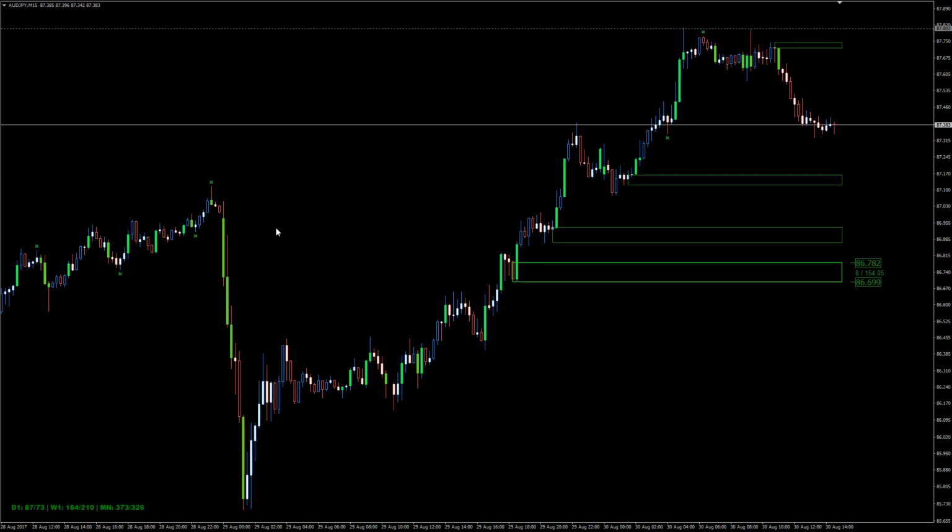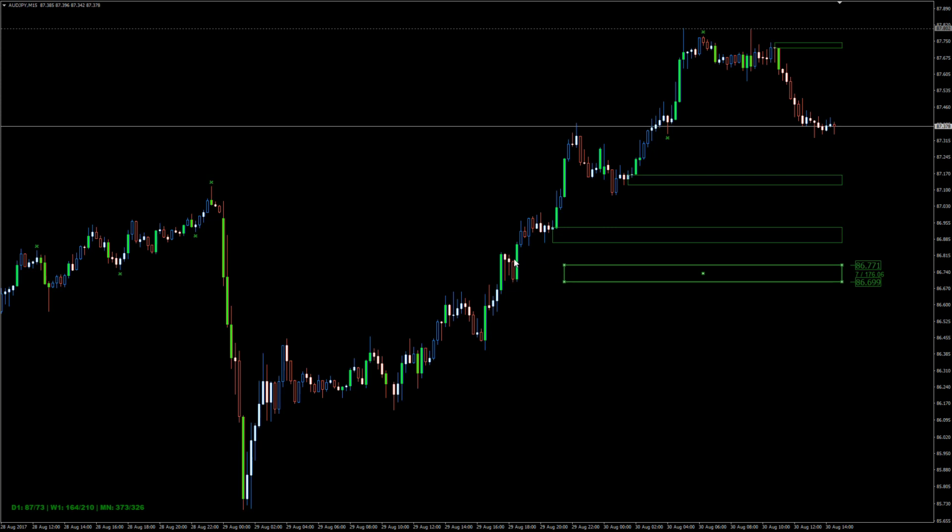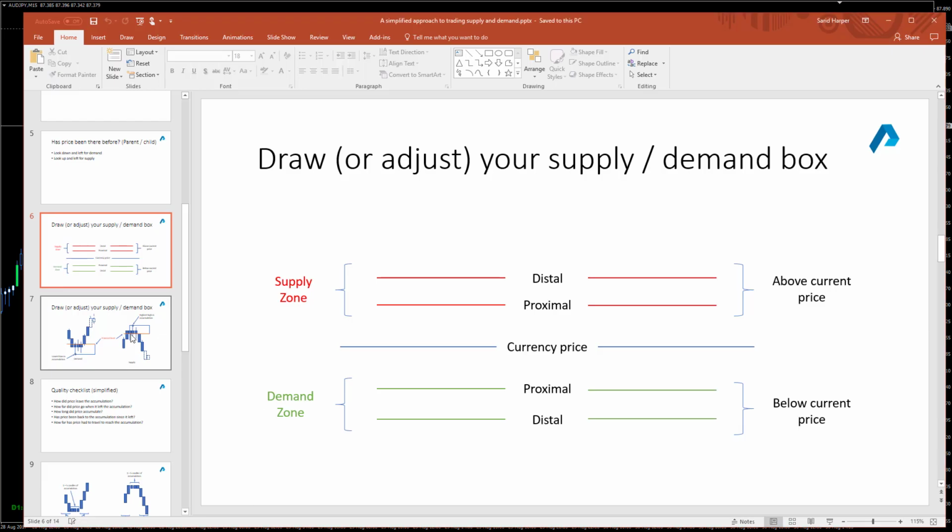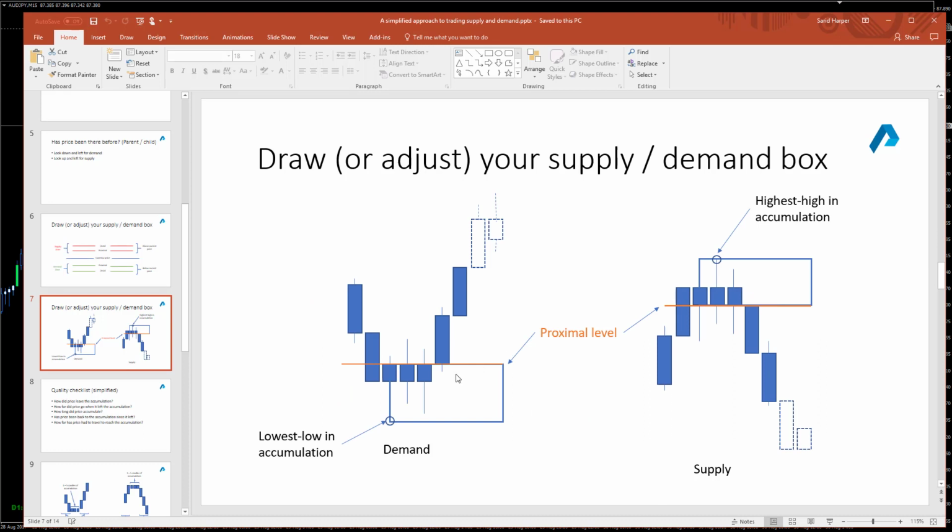And all that means is that if we consider this for a second, we have the proximal line, which is here, and the distal line is the edge of price furthest away. So because we're buying, proximal is closest to price, distal furthest away, in the area of accumulation. So it's pretty simple. If you want to draw it, you simply do it like that, as we've just illustrated on that one.